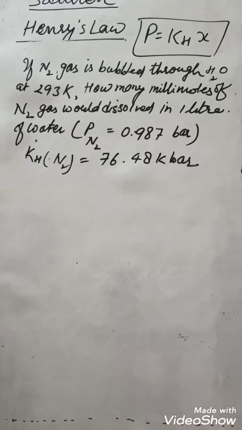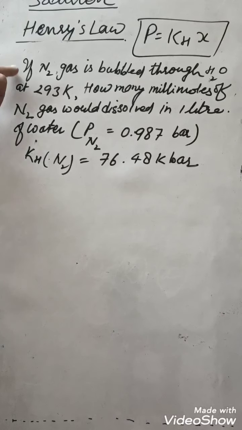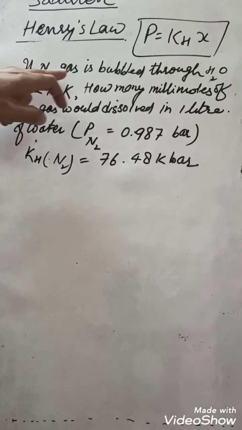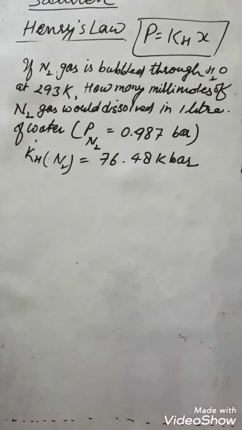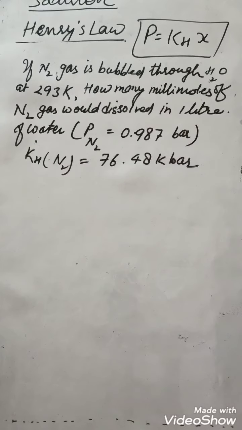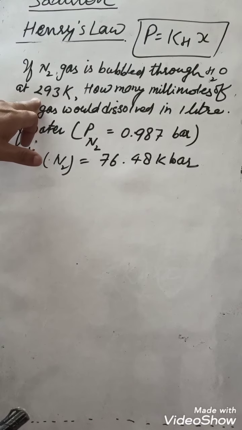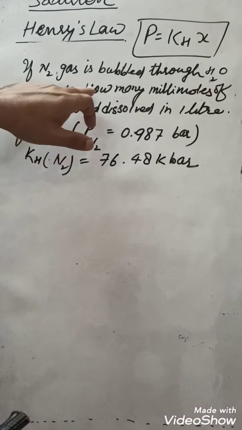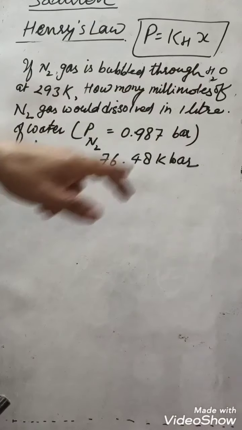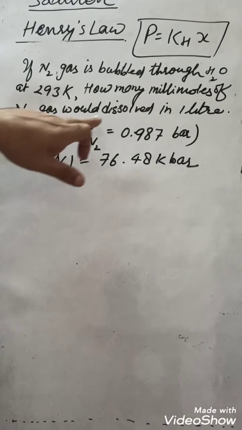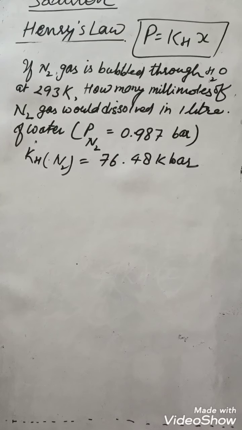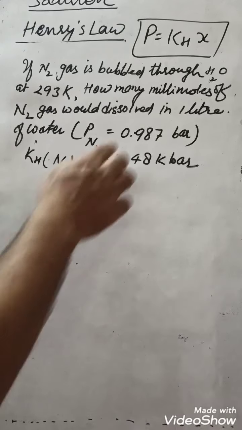Now, dear student, let us take one numerical on Henry's law. This is an NCERT based numerical. If N2 gas is bubbled through water, that is, N2 gas is passed into water at a given temperature of 298 Kelvin, then how many millimoles of N2 gas would dissolve in 1 liter of water?